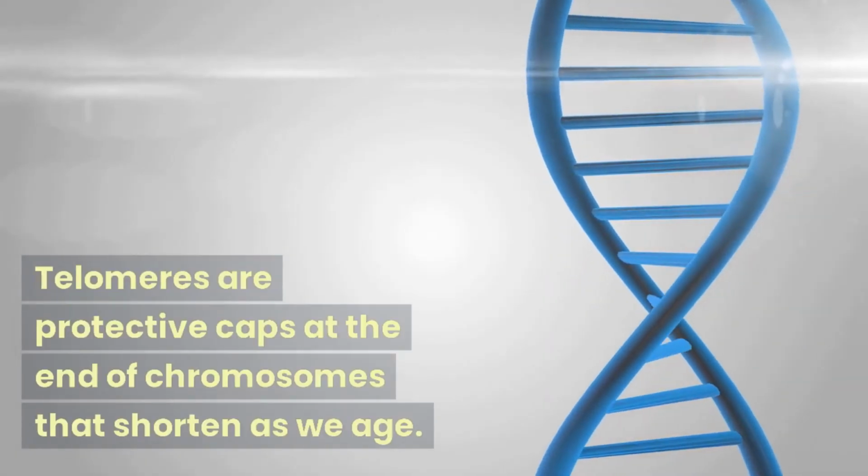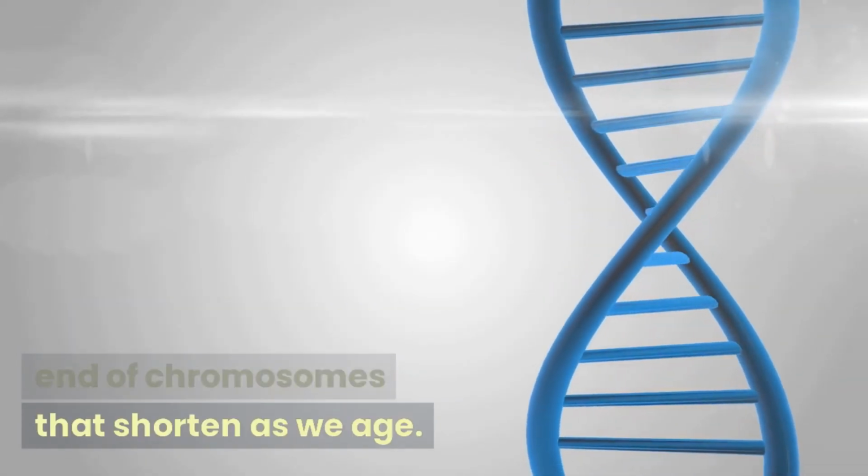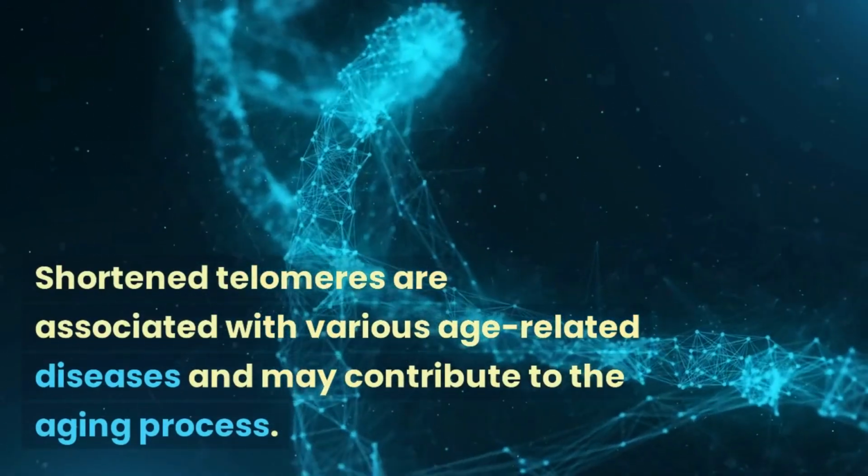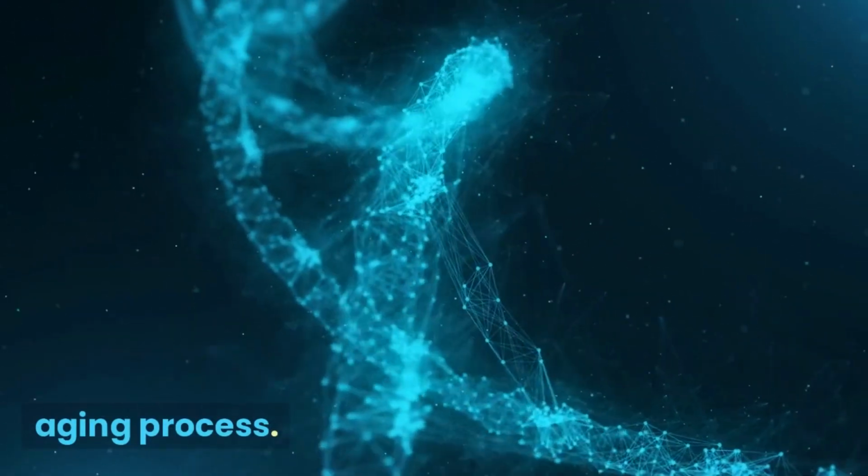Telomeres are protective caps at the end of chromosomes that shorten as we age. Shortened telomeres are associated with various age-related diseases and may contribute to the aging process.